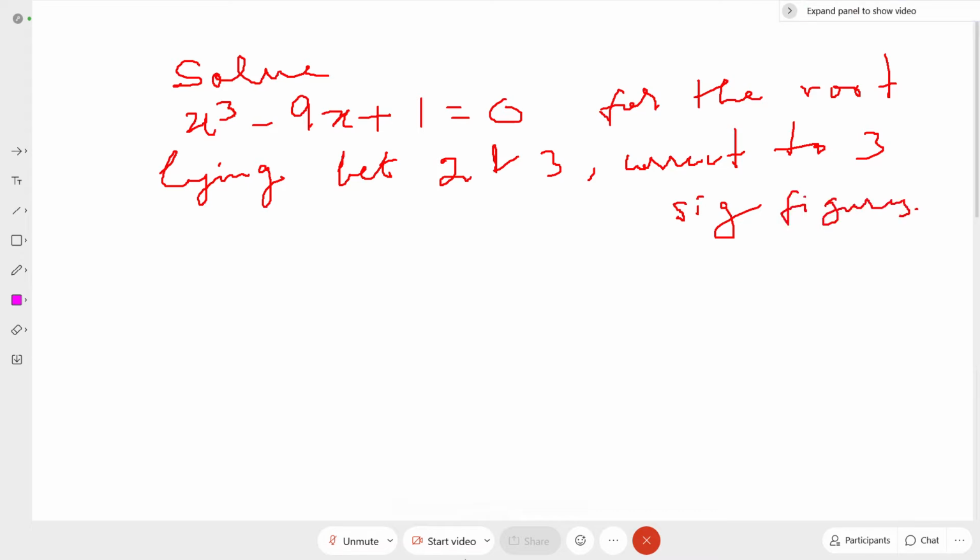Okay, so this is your question. You have to solve the equation x cube minus 9x plus 1 equals 0 for the root lying between 2 and 3, correct to 3 significant figures. Here it is mentioned that the root is lying between 2 and 3. There may be instances where it will not be mentioned. You have to find which two numbers the root lies between by trial and error.